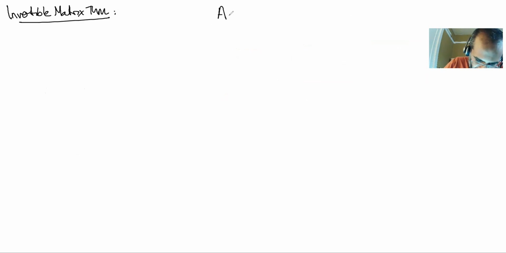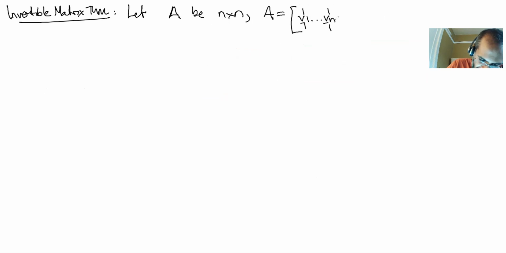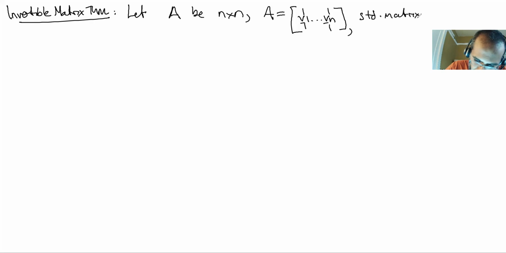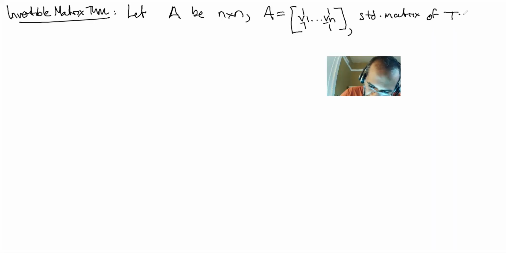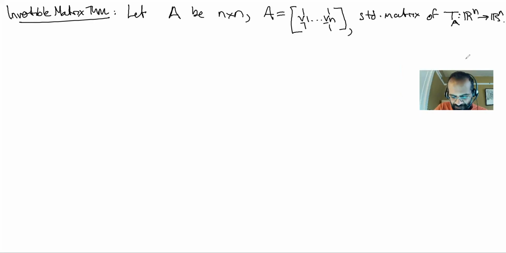So here's the theorem. Let's assume A is an n by n matrix, and let's write down its columns, V1 through Vn, where these are vectors in Rn. And let's assume it's the standard matrix of TA, a linear transformation T going from Rn to Rn. Those are the three kinds of objects we've looked at: a matrix, its columns, which are a set of vectors, and a linear transformation, of which it's the standard matrix.